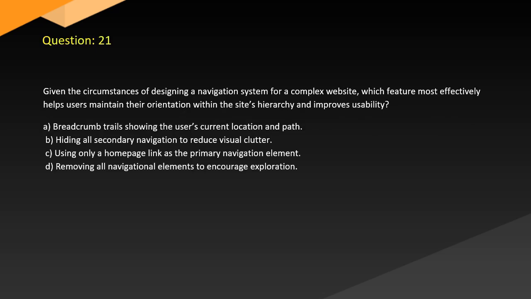Question 21. Given the circumstances of designing a navigation system for a complex website, which feature most effectively helps users maintain their orientation within the site's hierarchy and improves usability? A. Breadcrumb trails showing the user's current location and path. B. Hiding all secondary navigation to reduce visual clutter. C. Using only a homepage link as the primary navigation element. D. Removing all navigational elements to encourage exploration.